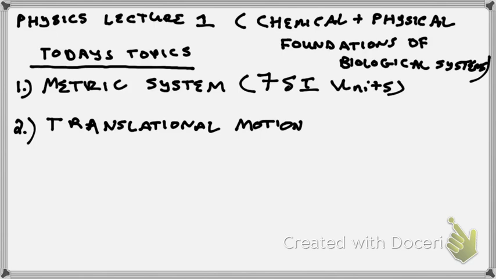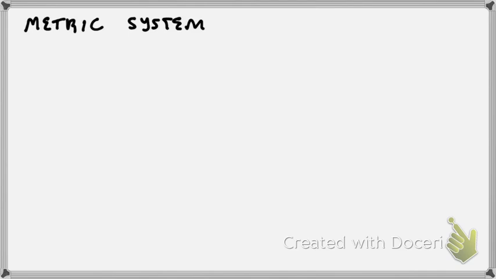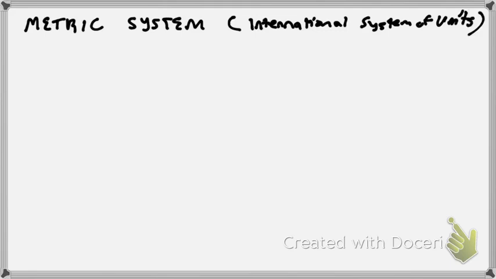Alright, guys, so let's first talk about the metric system. The metric system is also called the International System of Units. And of this, we have 7 SI units that we definitely need to know for the MCAT.